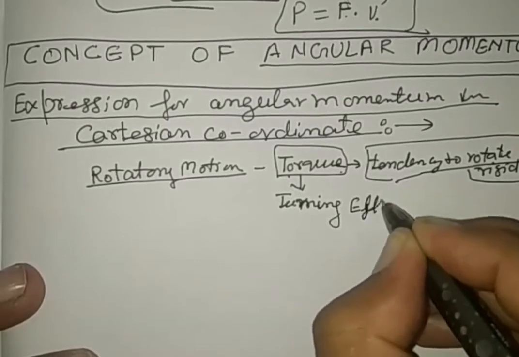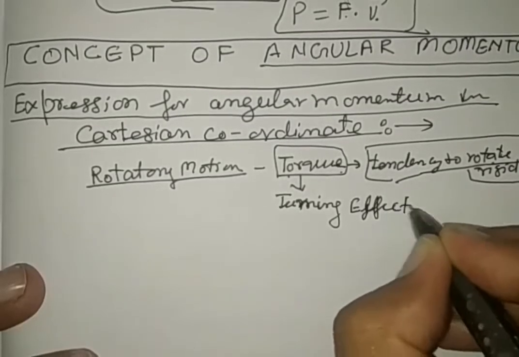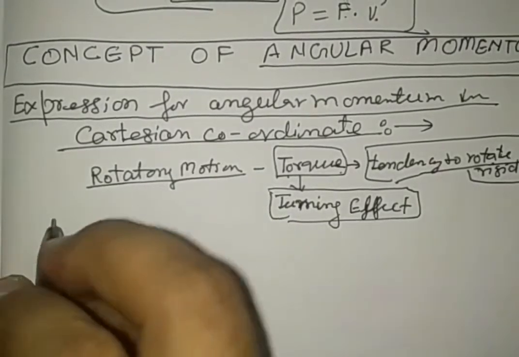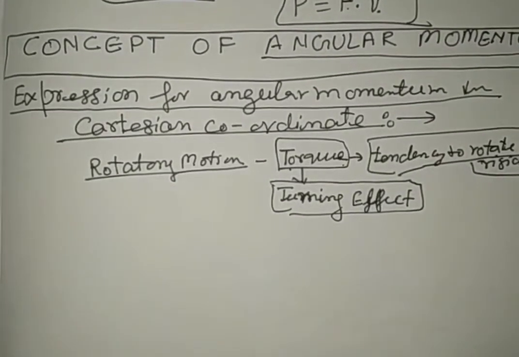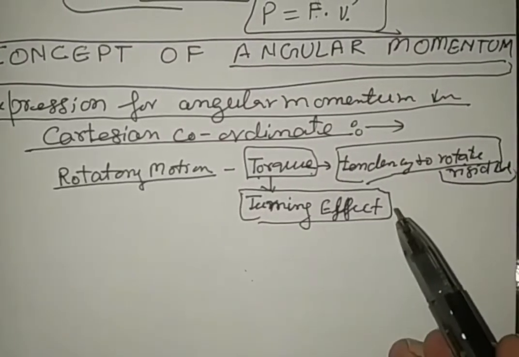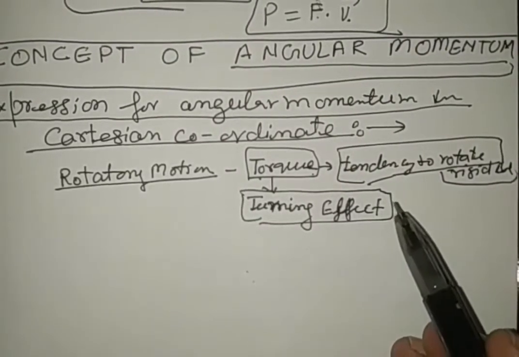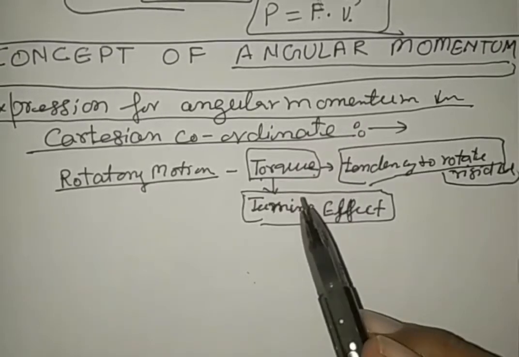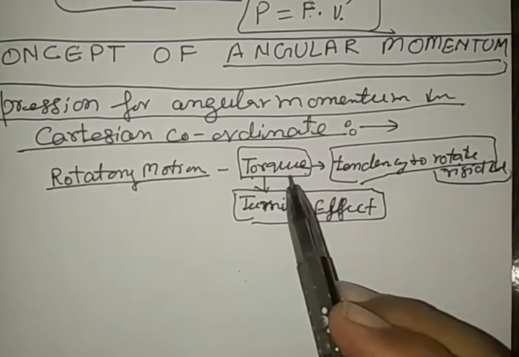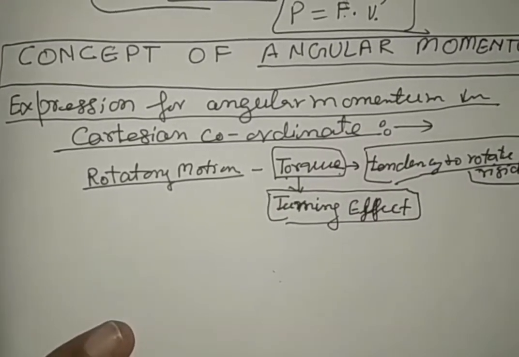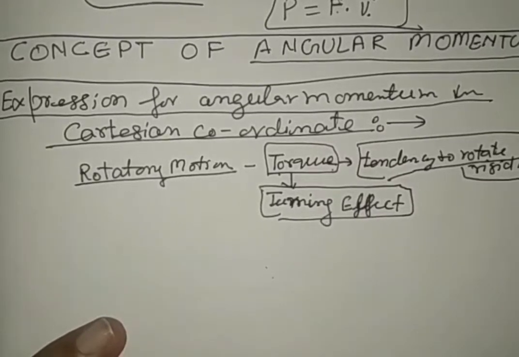That is why torque is called the turning effect. See very carefully the meaning of torque. That is why we said that torque has the same role in rotatory motion as force in linear motion. In place of force in rotatory motion, torque is used. It is clear, and this was explained plenty of times in a previous lecture.